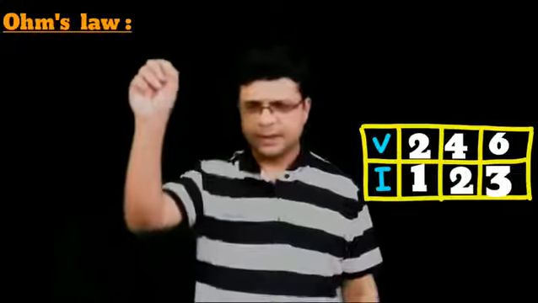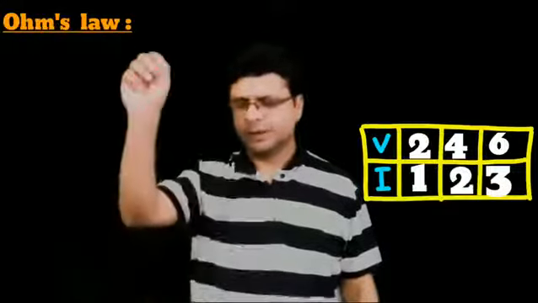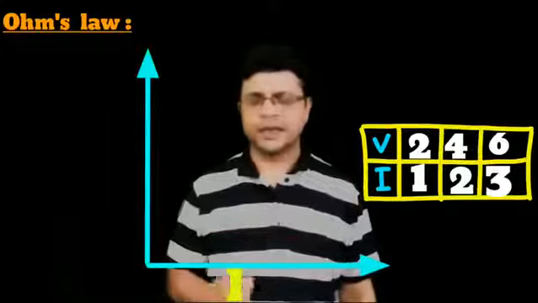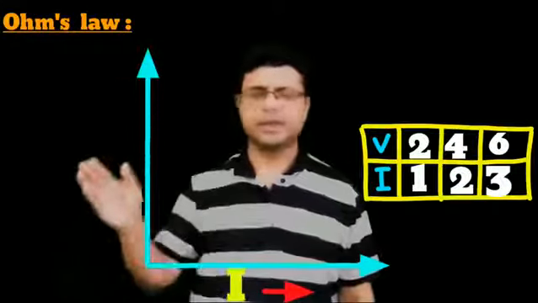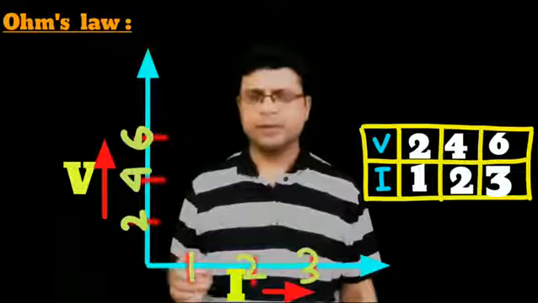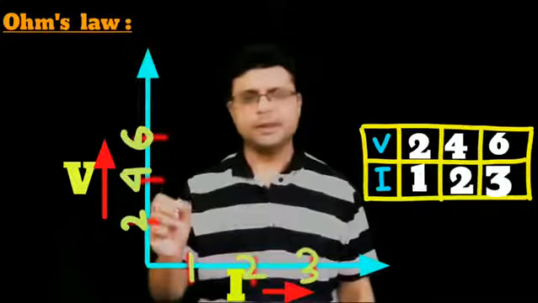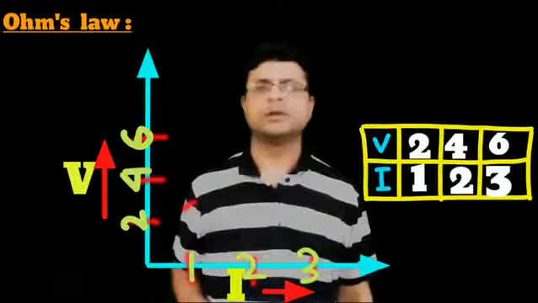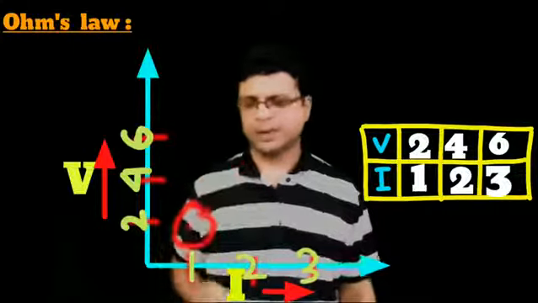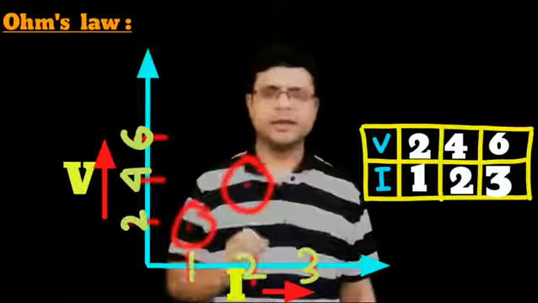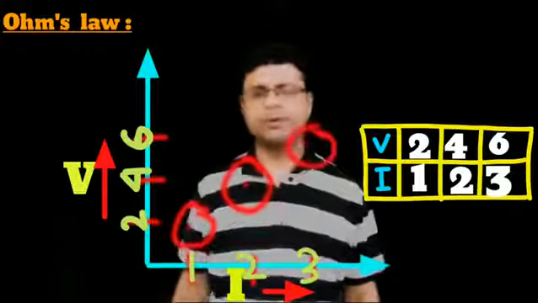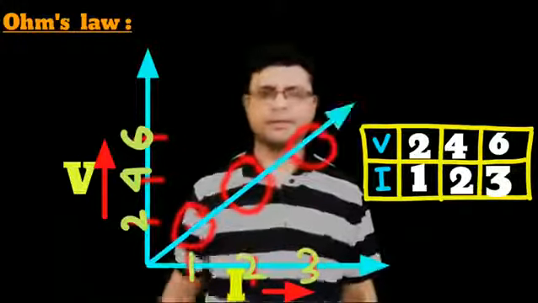Let us draw two axes. This is the y-axis and this is the x-axis. In the x-axis, let us take current and in the y-axis, let us take V. When current is 1 ampere, V is 2 volt. Let us plot this. When current is 2 ampere, V is 4 volt. Let us plot this. When current is 3 ampere, V is 6 volt. Let us plot this. What do we observe? We observe a straight line.